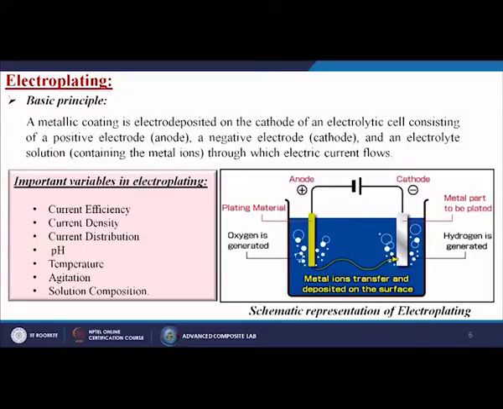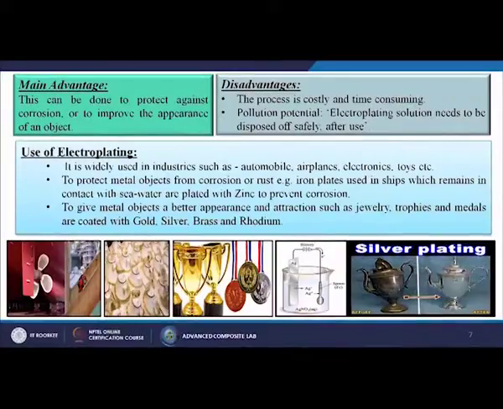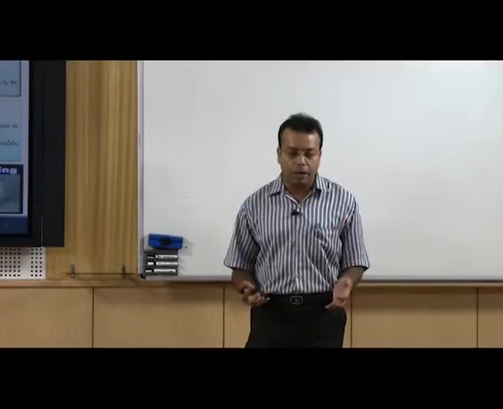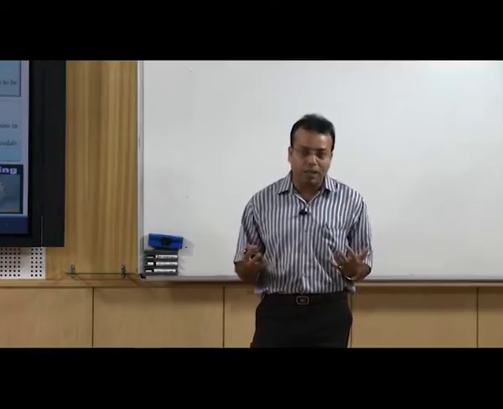Next we are going to discuss the advantages and disadvantages of this technique. The main advantage is that it can be done to protect against corrosion or to improve the appearance of an object. What are the disadvantages? The process is costly and time consuming. Pollution potential: electroplating solutions need to be disposed of safely after use, because sometimes they can be toxic or maybe a strong acid.